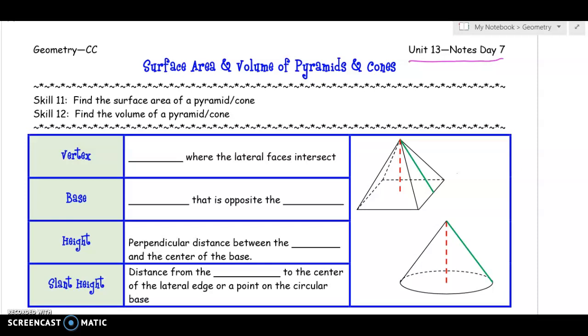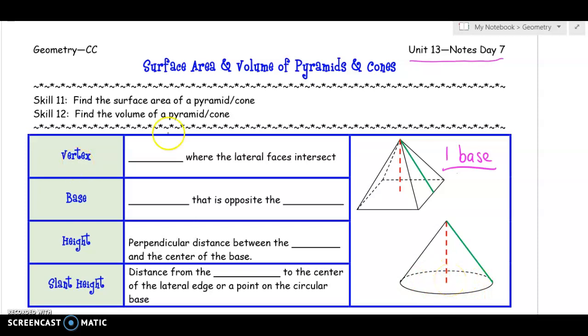The main difference between pyramids, cones, and the previous stuff with the cylinder and the prisms is that these guys are only going to have one base. All right, the pyramids we're going to deal with are all going to have square bases. They can have other shapes, but the ones we're going to deal with will have square bases. And then a cone will have a circular base.